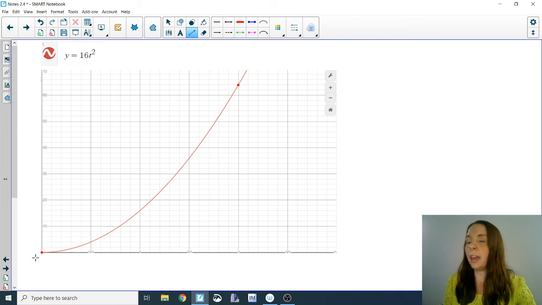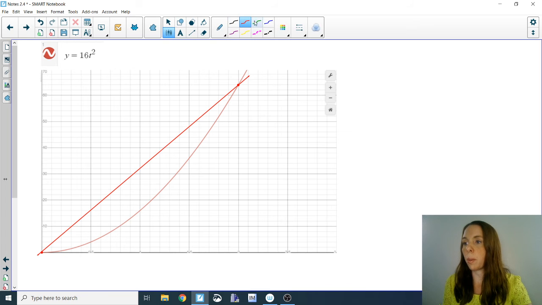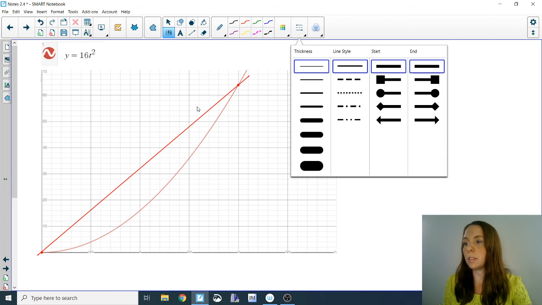Okay, when I asked you at the very beginning of this section to do an average speed over the first 2 seconds of fall, what you're doing is from t equals 0 to t equals 2. This is (0, 0), this is (2, 64). And when you have a line that goes through 2 points on a curve, that is called a secant line.